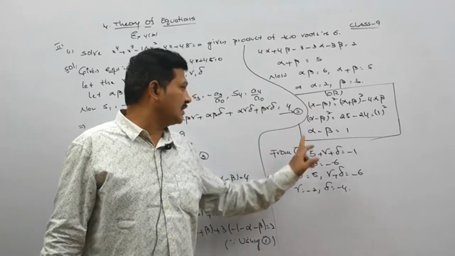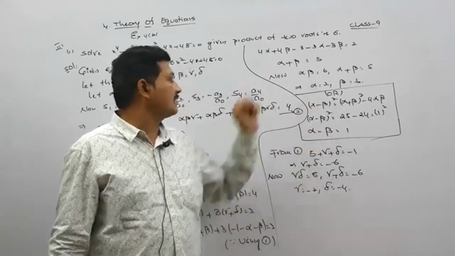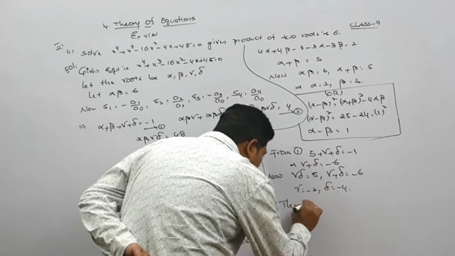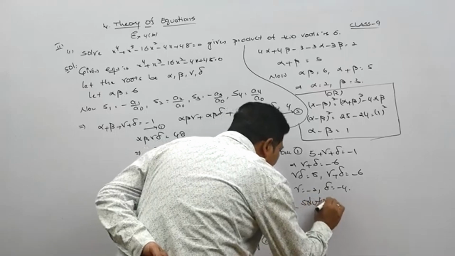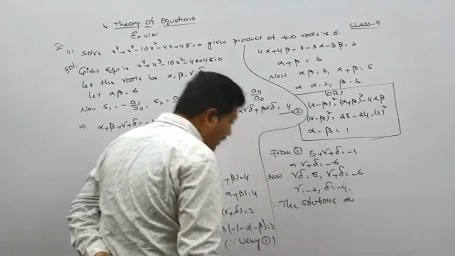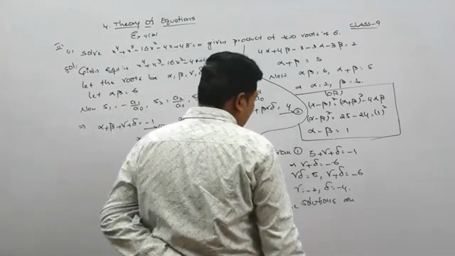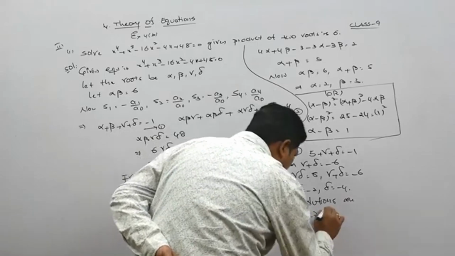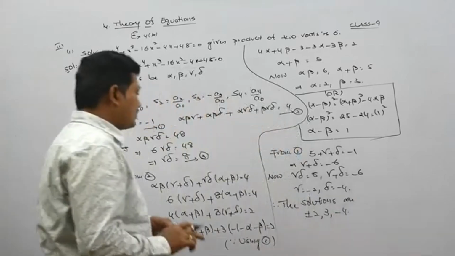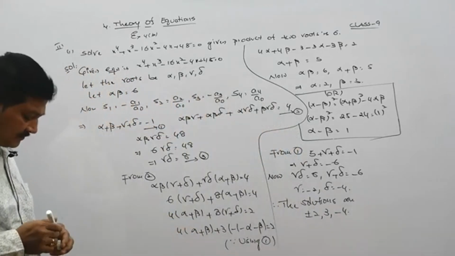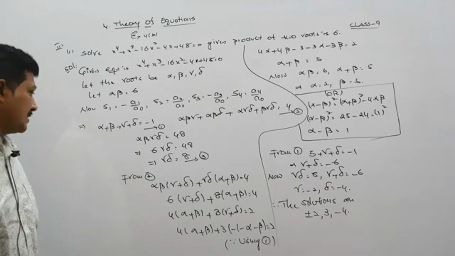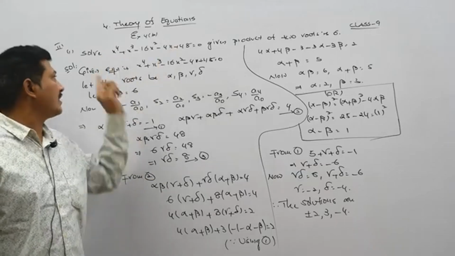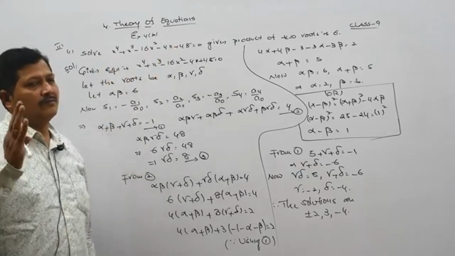On simplification you can get gamma minus delta. Adding this one you will have that. Therefore the solutions are 2, 3, -2, -4, that is, plus or minus 2, 3, -4. Most importantly you can observe we got 4 roots: plus 2, minus 2, plus 3, minus 4. Notice that we are given a fourth degree equation, and a fourth degree equation definitely will have 4 roots.